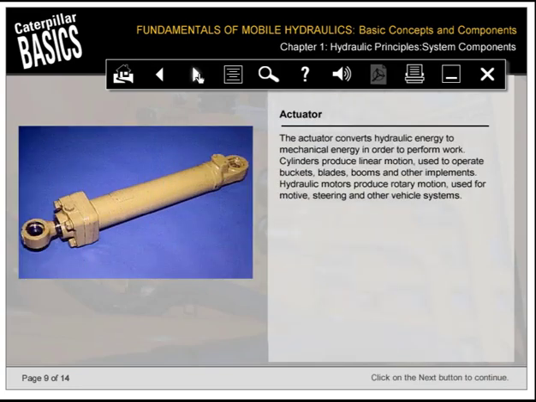The actuator converts hydraulic energy to mechanical energy in order to perform work. Cylinders produce linear motion, used to operate buckets, blades, booms, and other implements. Hydraulic motors produce rotary motion, used for motive, steering, and other vehicle systems.